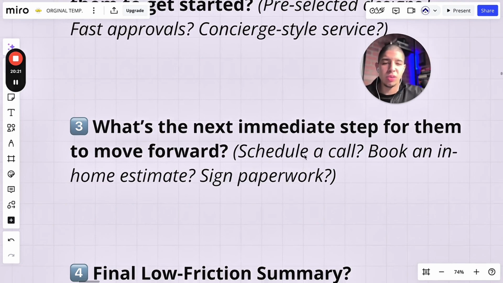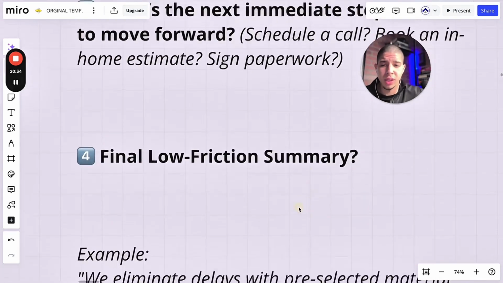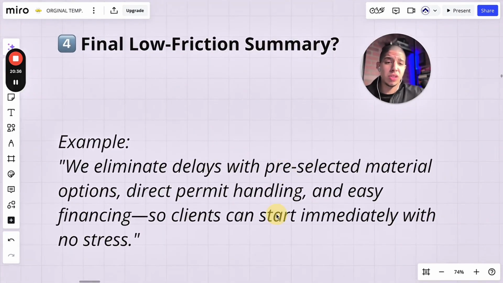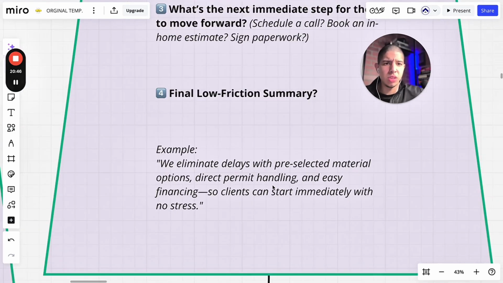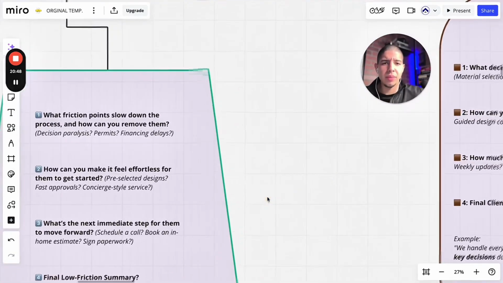Guys, I hope you're taking notes. This is insane. This is next level. Nobody's doing this. Is your competition doing this? No. And that's why they're not your competition. Because if they were doing it, then it's competing. If we're creating a moat, I hope to God you are taking notes. Number 4, this is the summary. We eliminate delays with pre-selected material options, direct permit handling, and easy financing so clients can start immediately with no stress. Easy. This is all within your script, right?